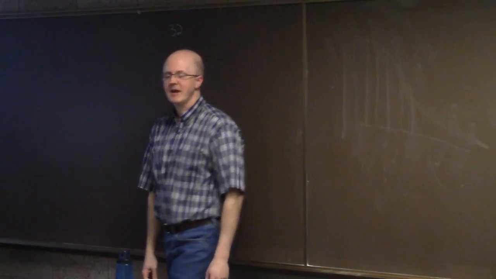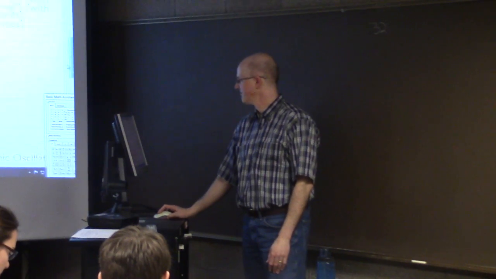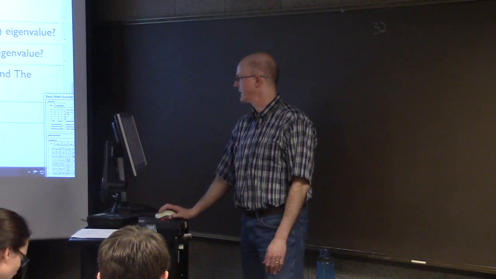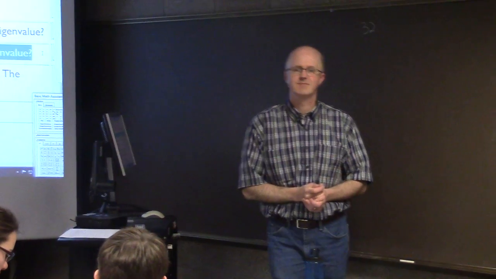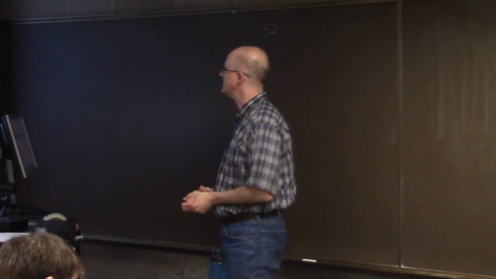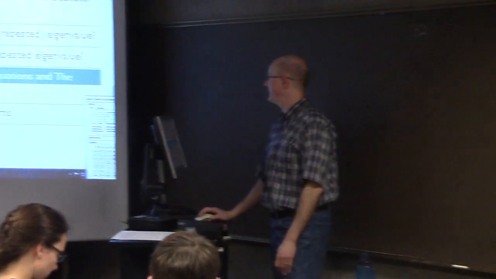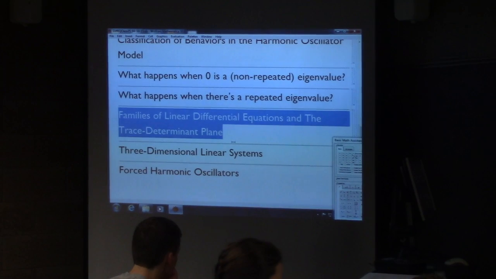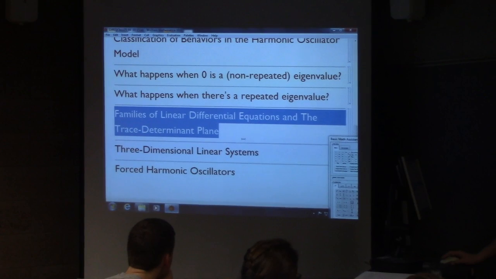All right, the plan for today is to wrap some things up in chapter 3 and then start chapter 4. First, I want to consider the case of what happens when there's repeated eigenvalues, and there's two main things to do, one of which is kind of typical and one of which is kind of atypical in that situation. We'll consider the trace-determinant plane again, families of linear differential equations. You'll have a graded problem or two actually over the weekend related to that, so we'll think about that.